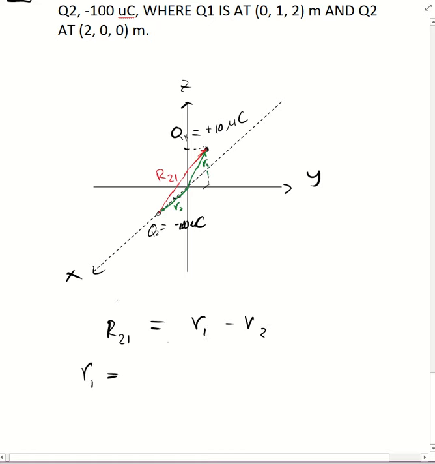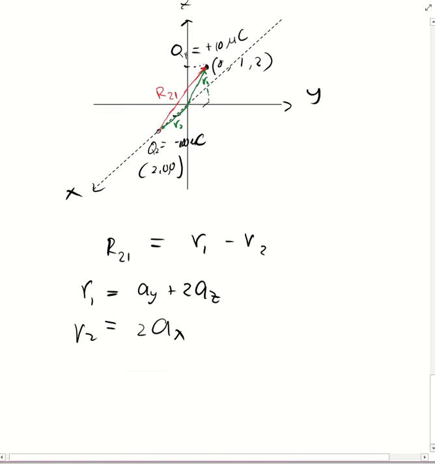Where R1 is the position vector of Q1, and the coordinate of Q1 is (0, 1, 2), while the coordinate of Q2 is (2, 0, 0). So R1 will be equal to, there's no X component, but there's a Y component, so AY with the magnitude of 1, then plus 2AZ. And for R2, (2, 0, 0), there's an X component, so 2AX.